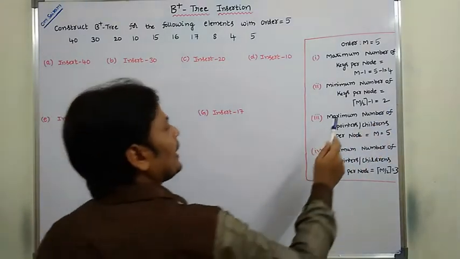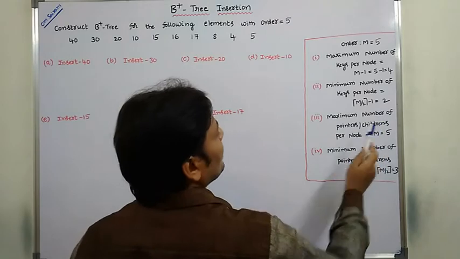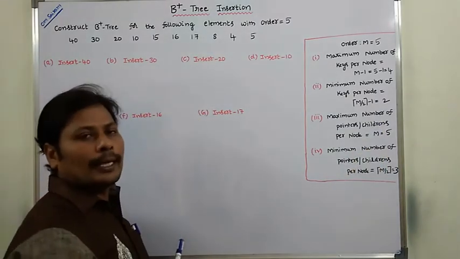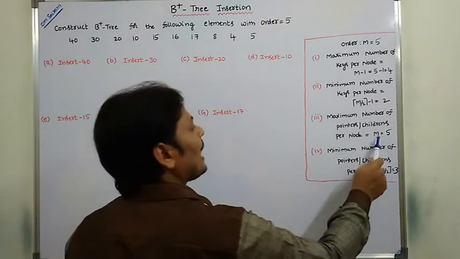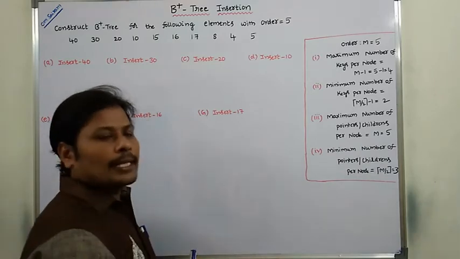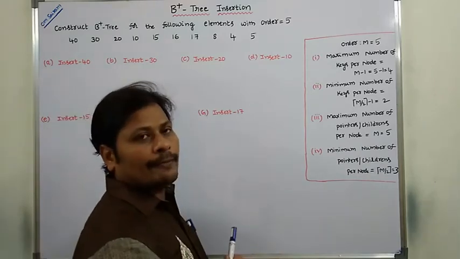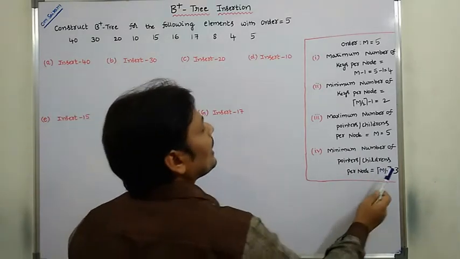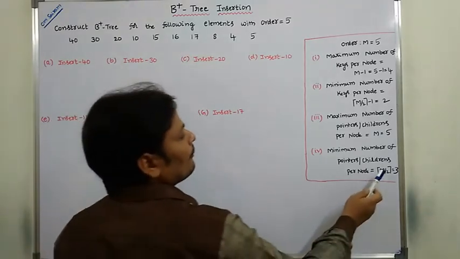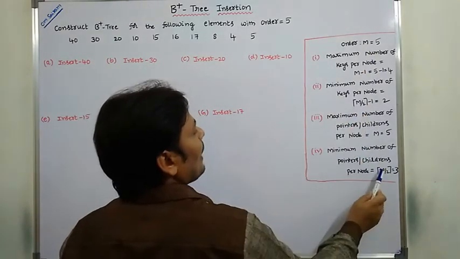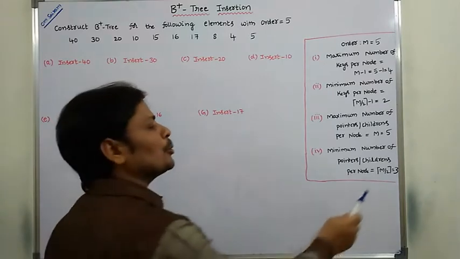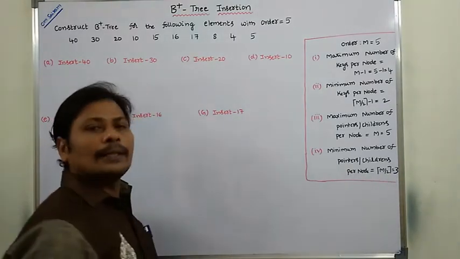Next, third property, maximum number of pointers or children per node is equal to m. Here m value is equal to 5. Next, minimum number of children per node is equal to ceiling of m by 2. So m value is 5, 5 by 2 is 2.5, and the ceiling of 2.5 is equal to 3.